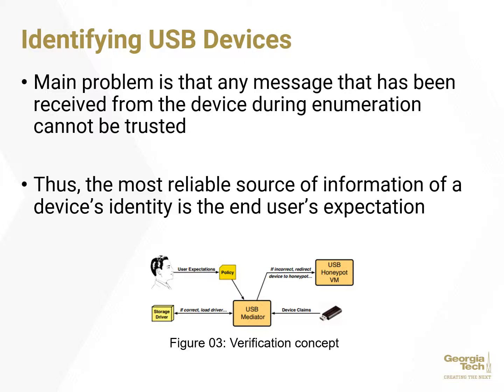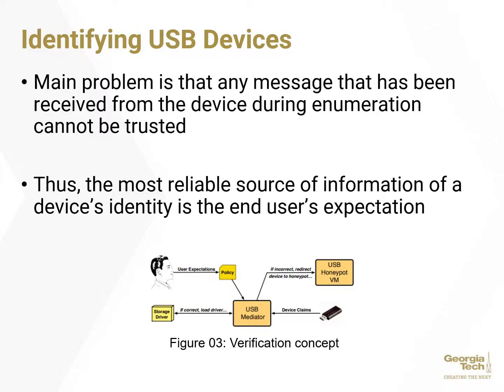In the process of identifying USB devices, the fundamental requirement of any access control system is authenticating the subject. However, the problem is that we cannot trust any message that we receive from the device during the enumeration phase, due to the fact that an attacker probably has rewritten the device's firmware so it can change its response during any message in the enumeration. Like, per se, it can lie about its product ID.